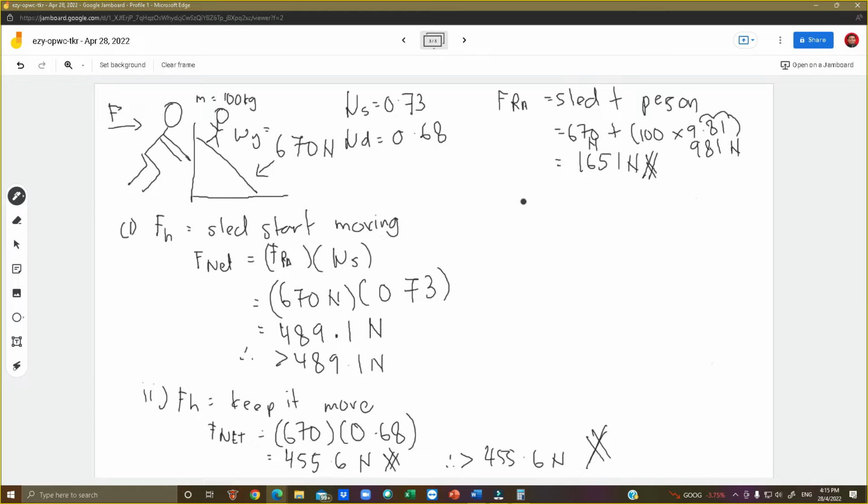Then use the same value. So number 3, how much force is needed to make it move? It will be 1651 times 0.73, the coefficient of static friction. And then number 4, it will be 1651 times 0.68, the coefficient of dynamic friction. What is the new answer?